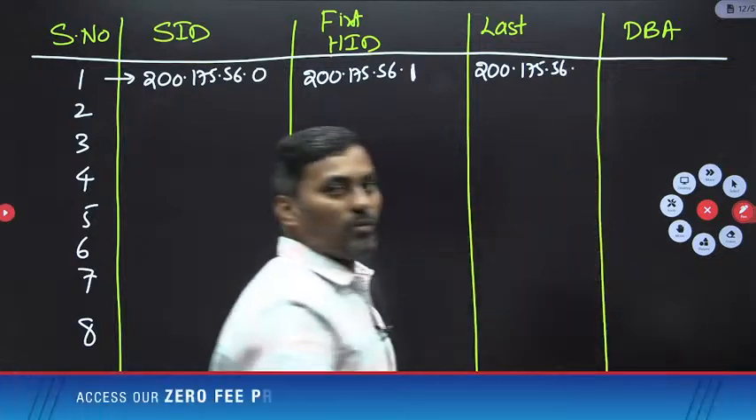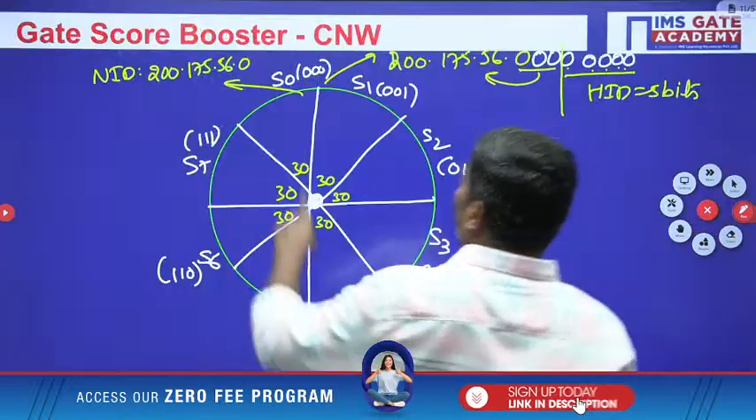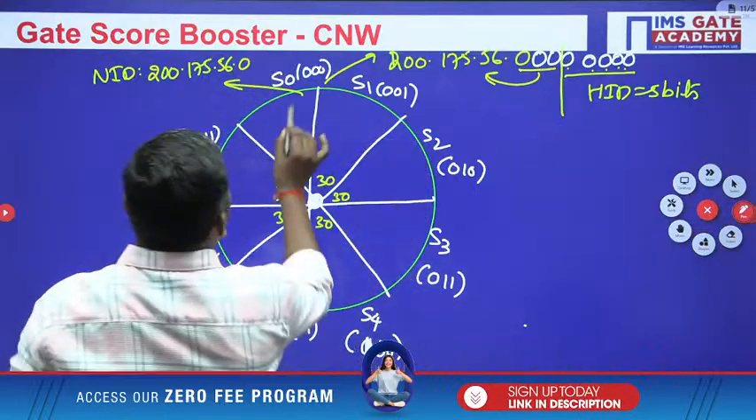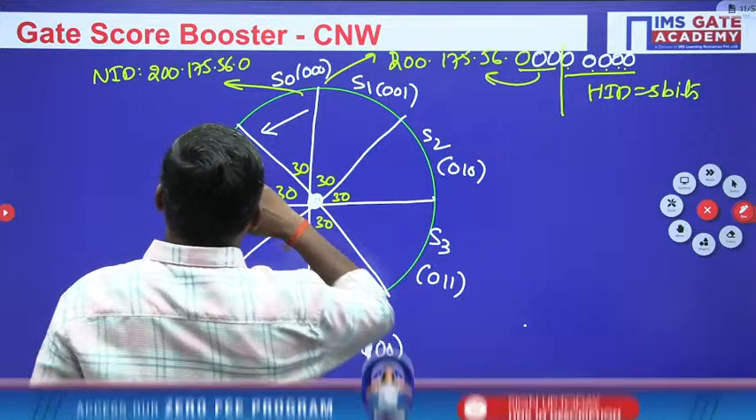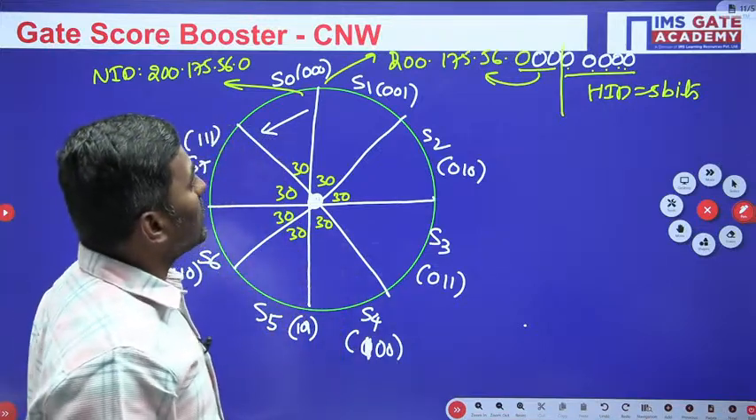200.175.56. What is this value? Last host ID. Tell me in this one. Subnet S1, starting this, ending this one. Can you tell me now? 56, this one. 3 bits means what? What is the last one?